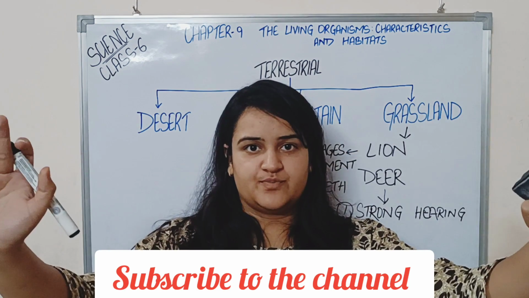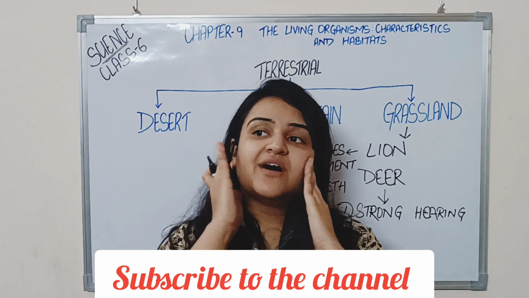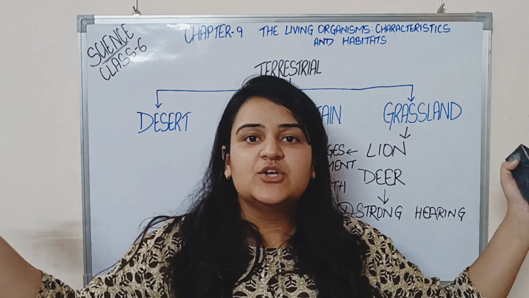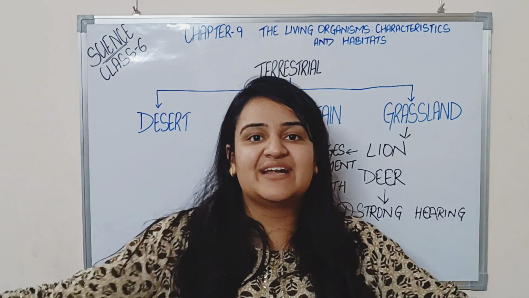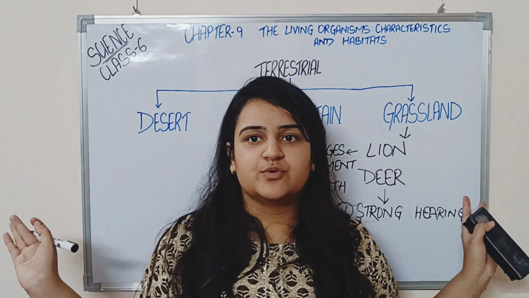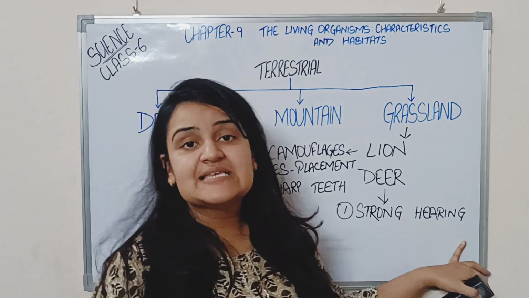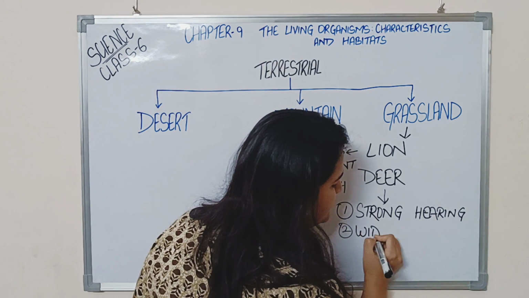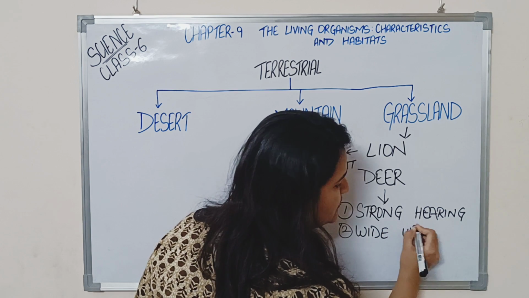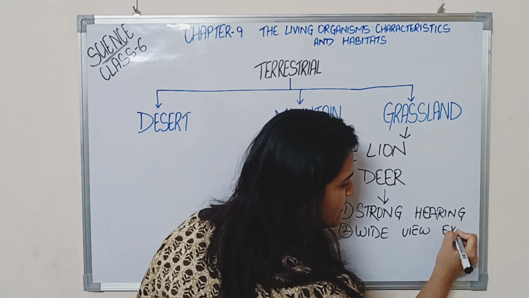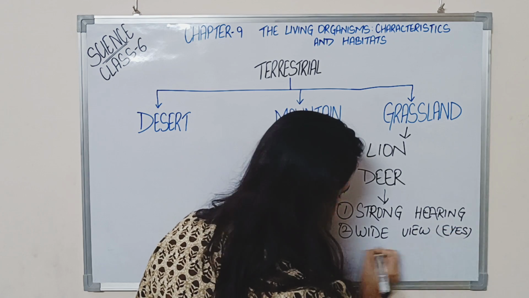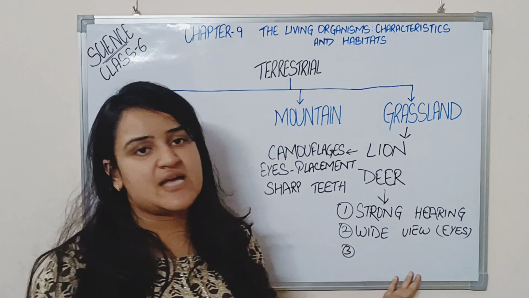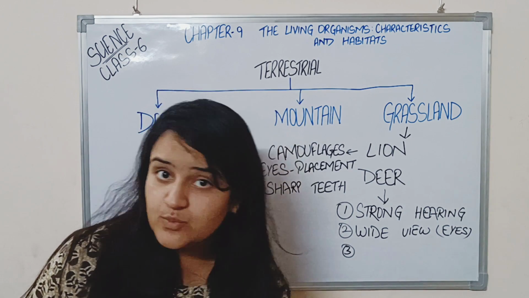Now if you are having both your eyes at the front, you are just having this much of view. But if you are having eyes one on this side and one on this side, you are going to have a wider view, right? You are going to at least see all of the 180 degrees in front of you. So deer has eyes on both of the sides to have a wide view. Then next point: it has strong hearing, it has a wide view.